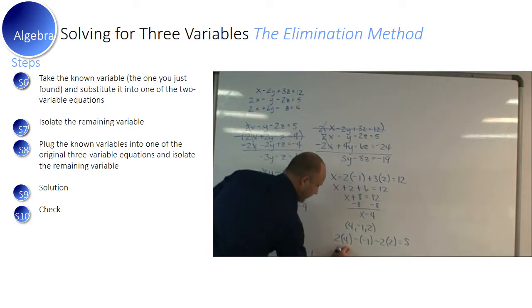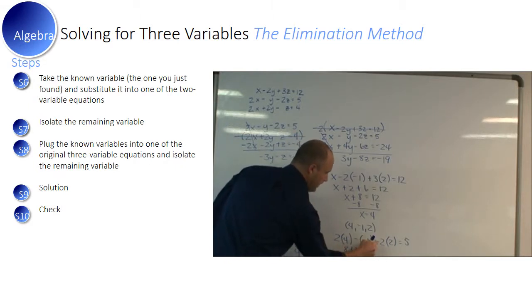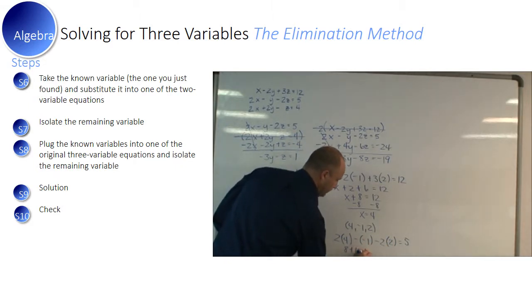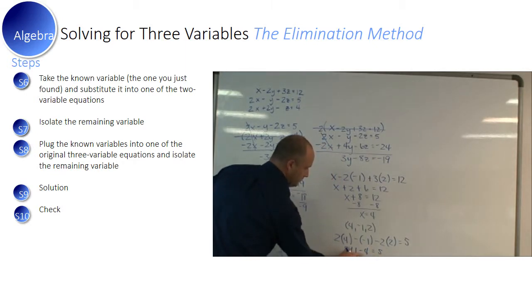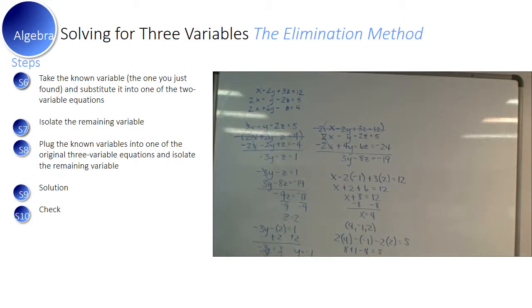So 2 times 4 is 8. Negative 1 times negative 1 is positive 1. Negative 2 times 2 is negative 4, and that's supposed to be equal to 5. So 8 plus 1 is 9, minus 4 is 5. So we get 5 equals 5. And we now know that our solution of 4, negative 1, 2 is correct.